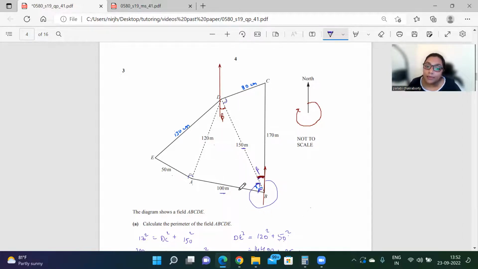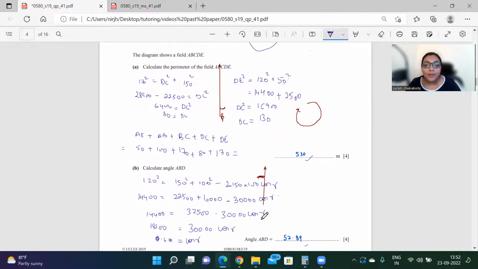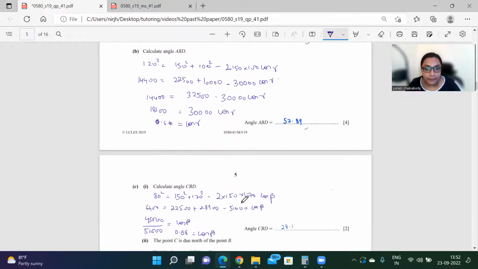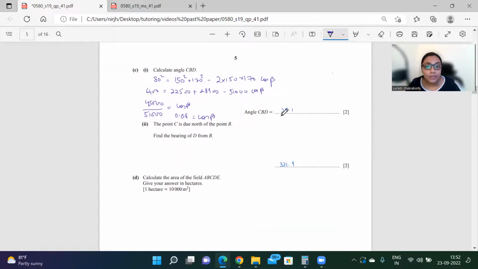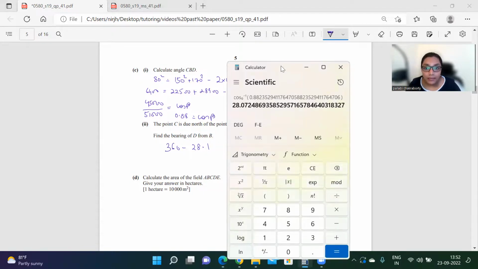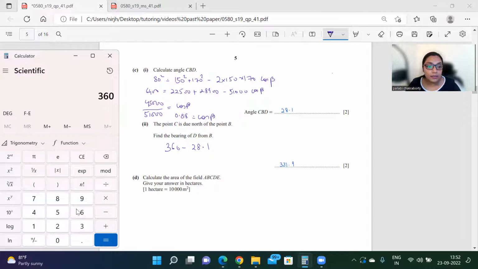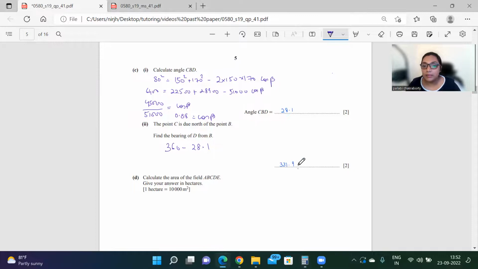Now, what is this reflex angle? This is called a reflex angle. What will that reflex angle be? It will be 360, which is the whole angle, minus the angle beta. Clear? We have already found the angle beta. The angle beta value was 28.1. So 360 minus 28.1, that will be our bearing angle. If you plug that into the calculator, it comes out to be 331.9. So that is the bearing angle.